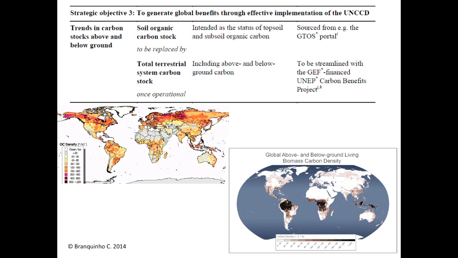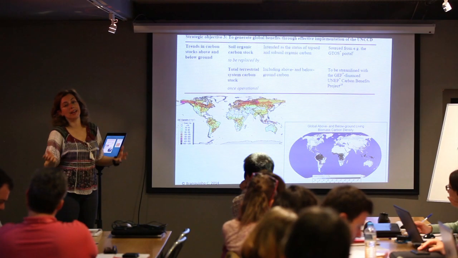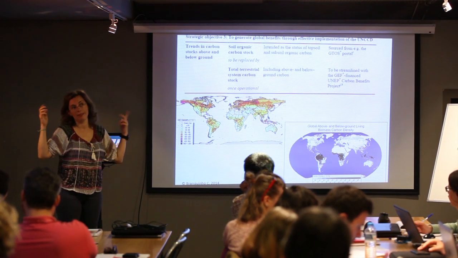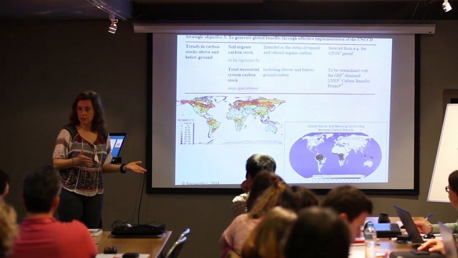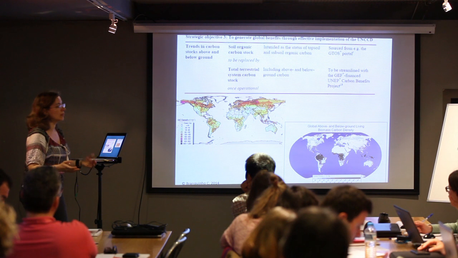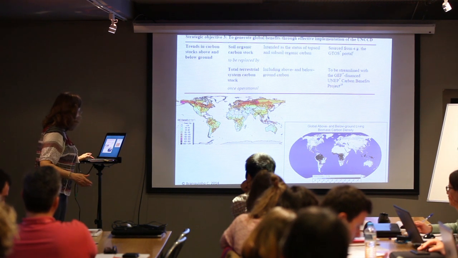So carbon is really important. Besides carbon, it's important for productivity. It's, of course, an indirect indicator of productivity of the system, because with carbon you also have other nutrients and everything.